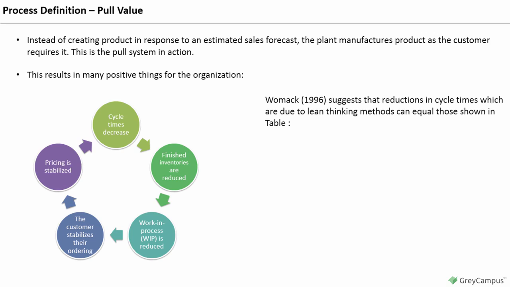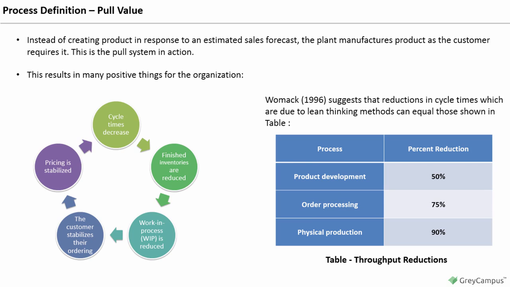Womack in 1996 suggests that reductions in cycle times, which are due to lean thinking methods, can equal those shown in Table 5.5. Product development, percent reduction 50%. Order processing, percent reduction 75%. Physical production, percent reduction 90%.